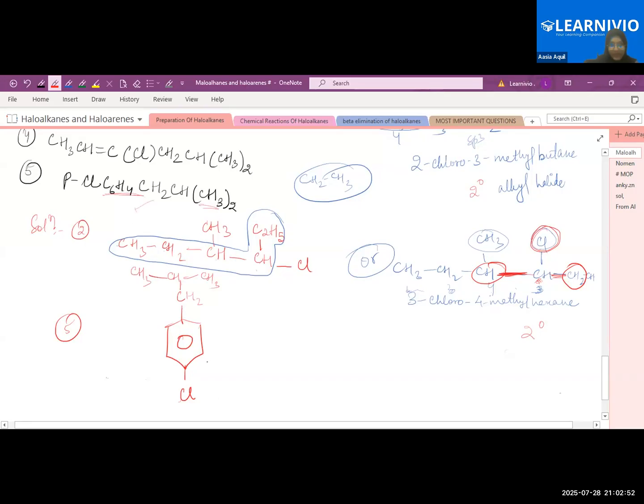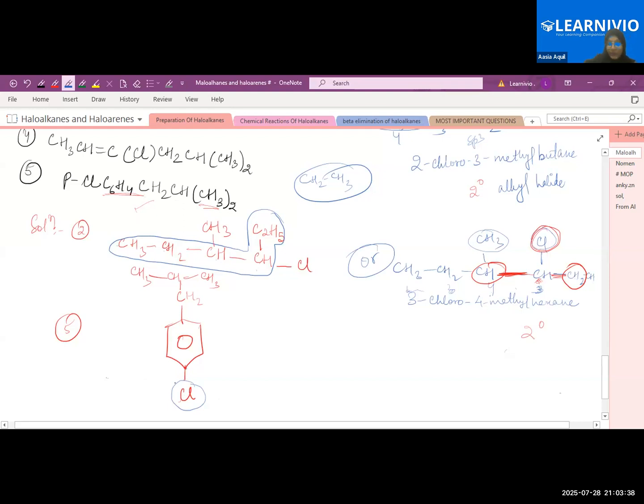Okay, now just check which type of halide it is. Which type of halide? Yes, Aneesha. Tell me which type of halide it is. Benzylic halide. How is it benzylic one? You just have to check the halogen group. The halogen group is directly attached to the benzene ring. Directly attached to the benzene ring. So is that a benzylic halide, where the halogen group is directly attached to the benzene ring?